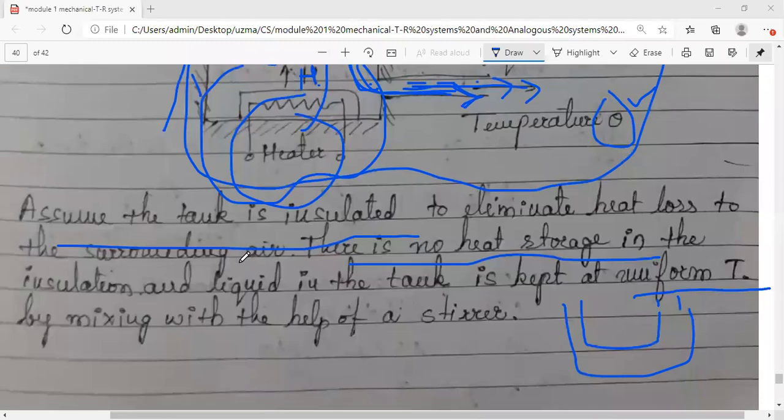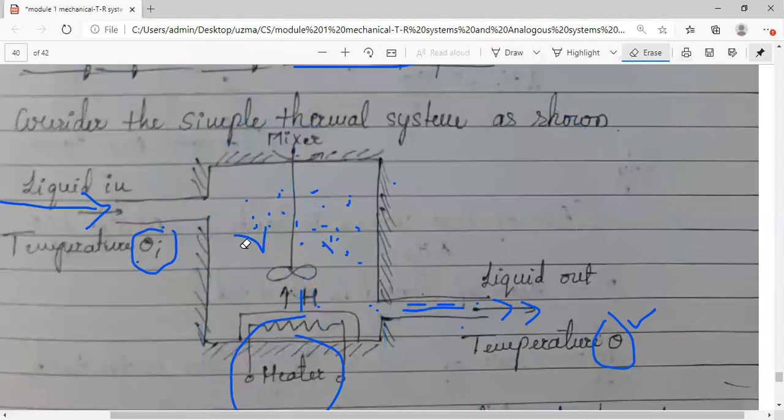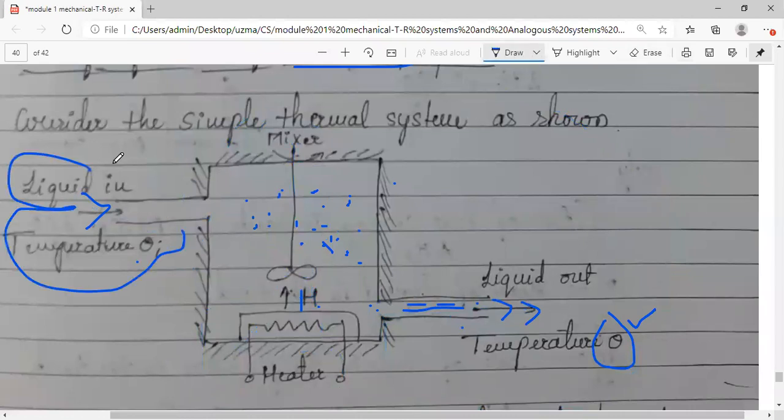So we have seen this thermal system example. You can take the example of your water heating coil. What we have just seen here is a liquid entering this tank with a temperature theta I. You have a tank which is insulated to prevent heat losses into the surroundings, and the liquid inside the tank is maintained at a constant temperature by making use of this mixer.